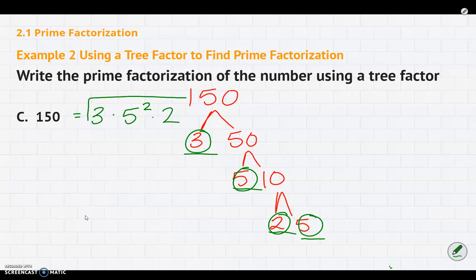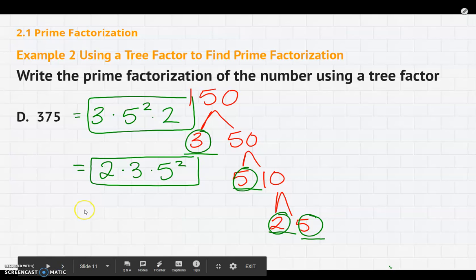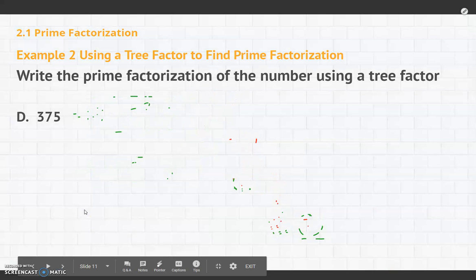Now, this is a perfectly acceptable answer. I typically like to write my factors in order from smallest to largest. So I would write 2 times 3 times 5 to the second, going from smallest to largest. I will accept either answer. Either one is good. And your last example here, 375.